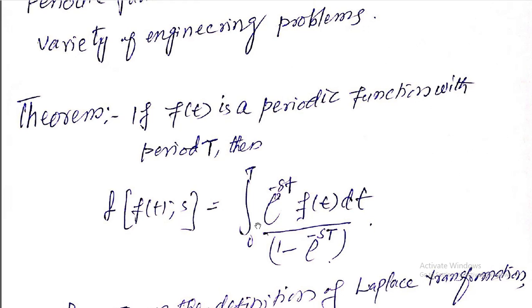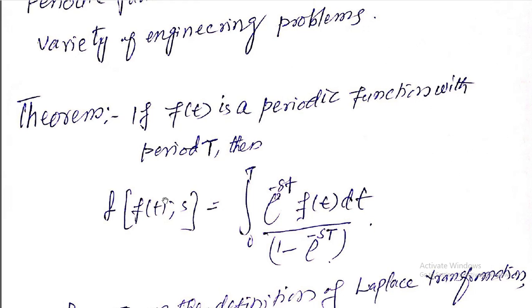So we must know how to find the Laplace transform of a periodic function. We have this theorem: if f of t is a periodic function with period T, then the Laplace of f of t. Now this f of t is not a normal f of t. This f of t is a periodic function. It is different from the other functions we have defined previously, because it has this property: when we take f of t plus T, it gives us f of t. So it is a periodic function.